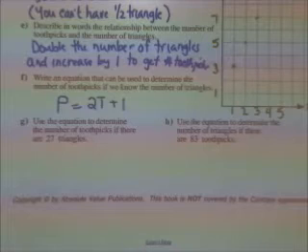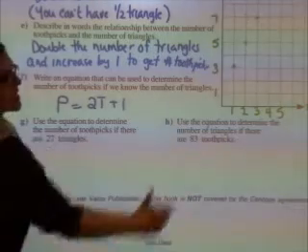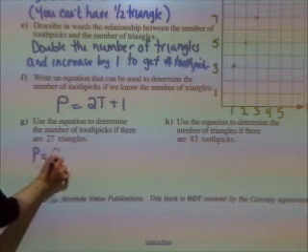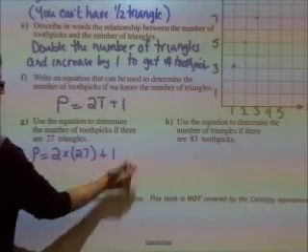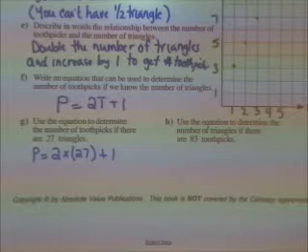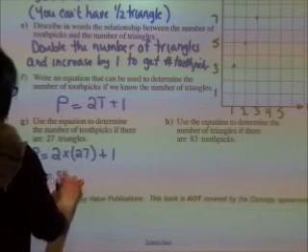So use the equation to determine the number of toothpicks if I have 27 triangles, because then I don't have to extend that table to 27. The number of toothpicks is double the number of triangles plus 1. So what's double of 27? Add 1. So I have 55 toothpicks.